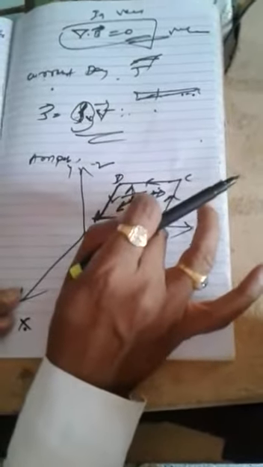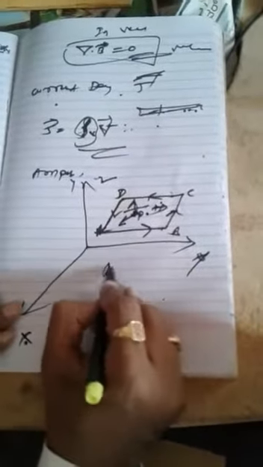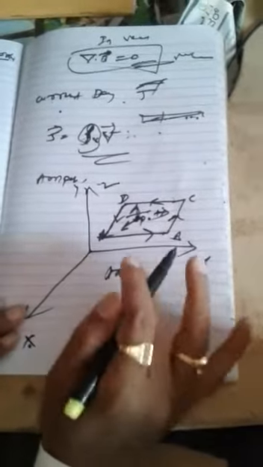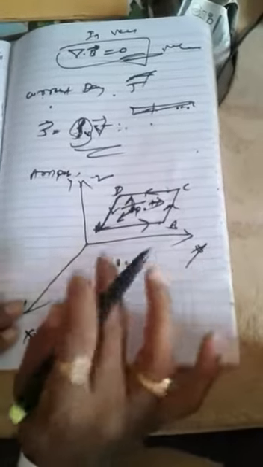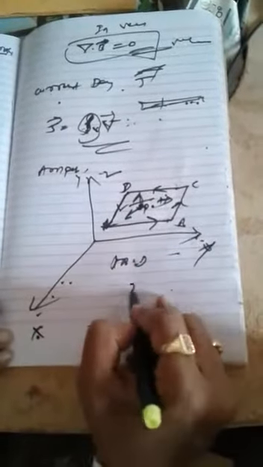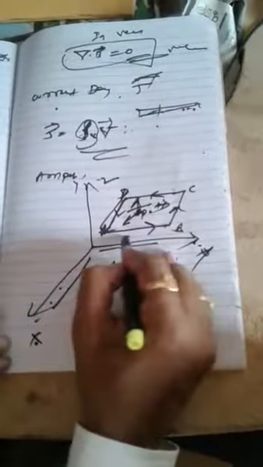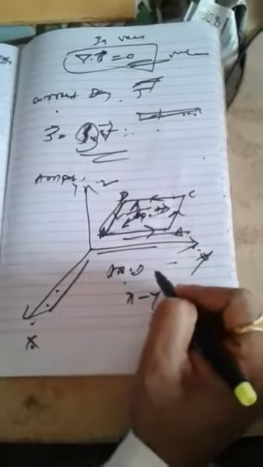For the curl of the magnetic field, I imagine a rectangular loop ABCD around the point P, in a plane parallel to the xy plane. Okay, this is parallel to the xy plane.